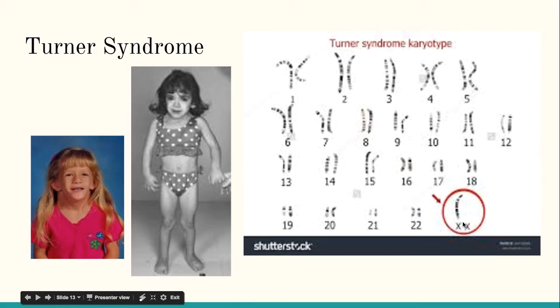We can see, again here, if you counted all of these chromosomes, there's only 45 because we're missing this X here. There's only 1 X chromosome.